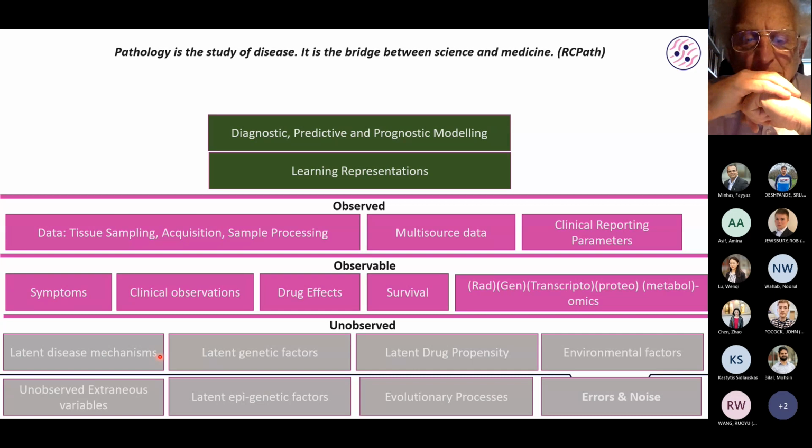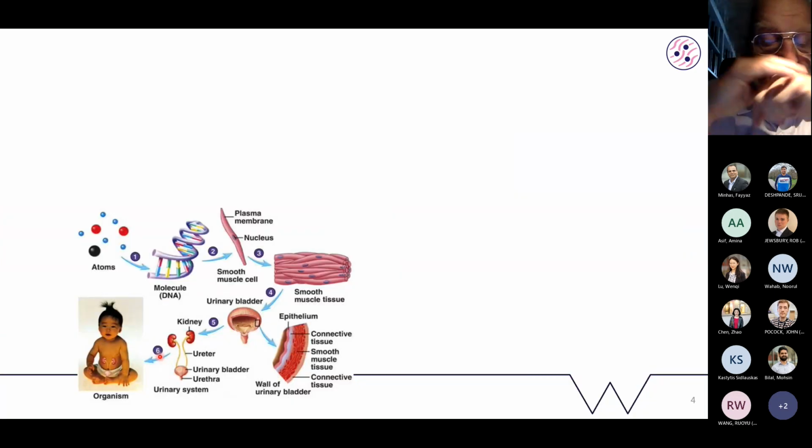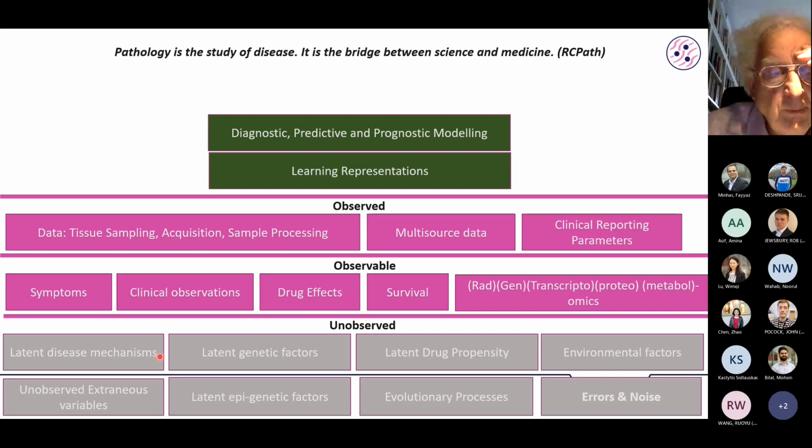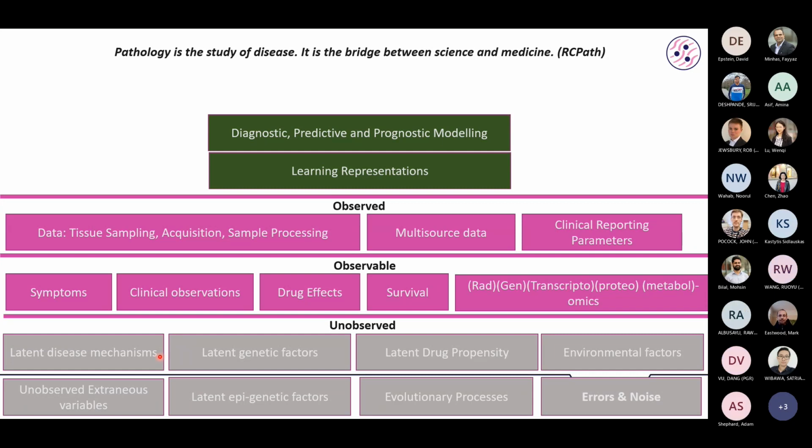So, moving on. This is a very abstract level view of how computational pathology problems are. We have unobserved to observable to observed, and then we use the observed information to make models and try to infer latent disease mechanisms.